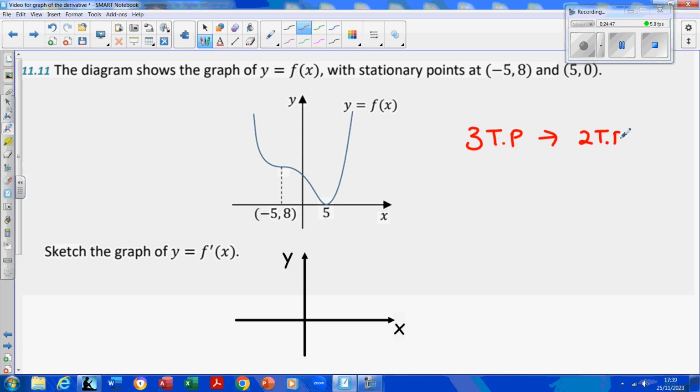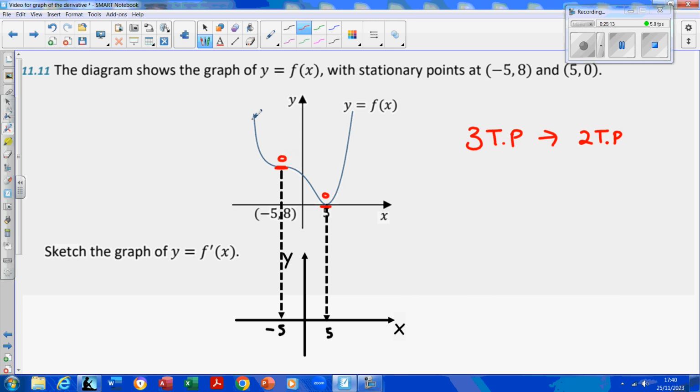We're going to drop them down to the x-axis because at a turning point, the derivative, the gradient of the tangent, is 0. So that's why we drop them down. So the x number there is -5, x number there is 5. I'm going to look at what's happening here. So that's our zeros, it's flat, so there's no slope there, there's no slope there, it's 0.